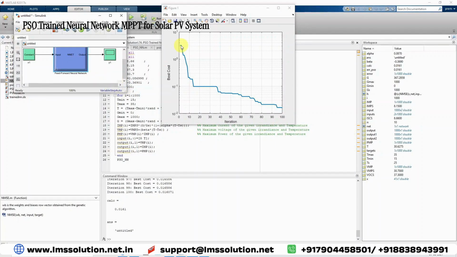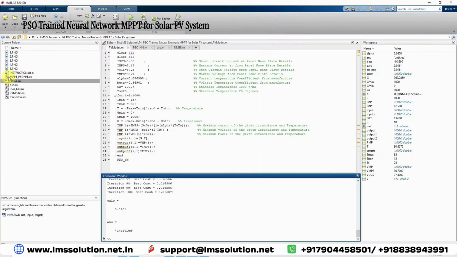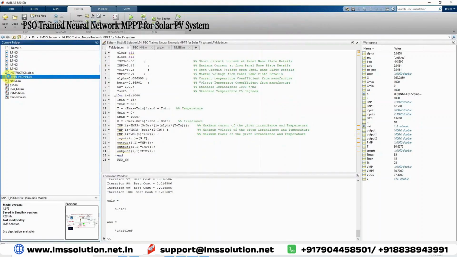This is the variation of cost function with respect to iteration. This model can be used for implementing MPPT in the solar PV. Next we have to implement it. That is, the trained neural network MPPT in the solar PV system.